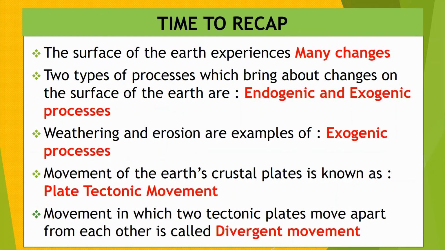It's time to recap. What have we learned today? The surface of the earth experiences many changes. 2 types of processes which bring about changes on the surface of the earth are endogenic and exogenic processes. Weathering and erosion are examples of exogenic processes. Movement of the Earth's crustal plates is known as plate tectonic movement. Movement in which two tectonic plates move apart from each other is called divergent movement.